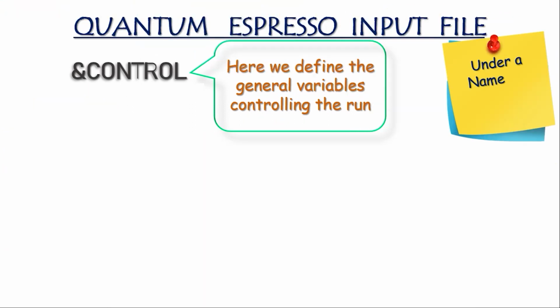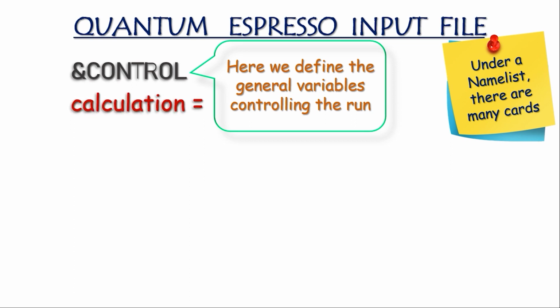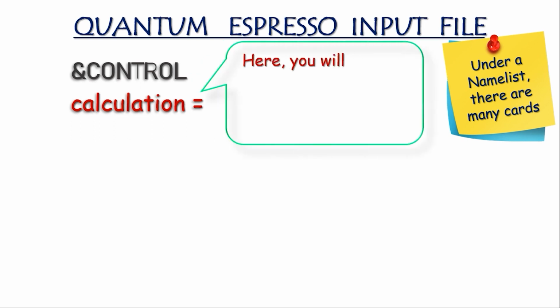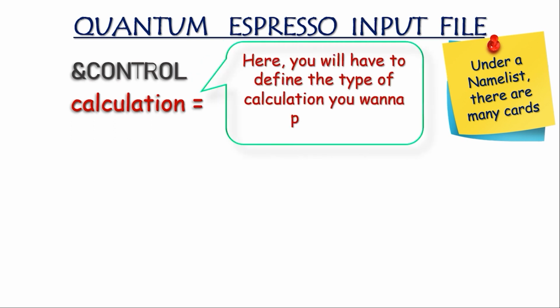Well, under a namelist, there are many cards. It's like under a particular paragraph, under a particular point, there are several different sentences, right? Similarly, here in your Quantum Espresso input file, under every namelist, you have many cards, okay? The first card that we are going to learn is the calculation card. Here, you actually have to define the type of calculation that you are going to perform. There are several options here.